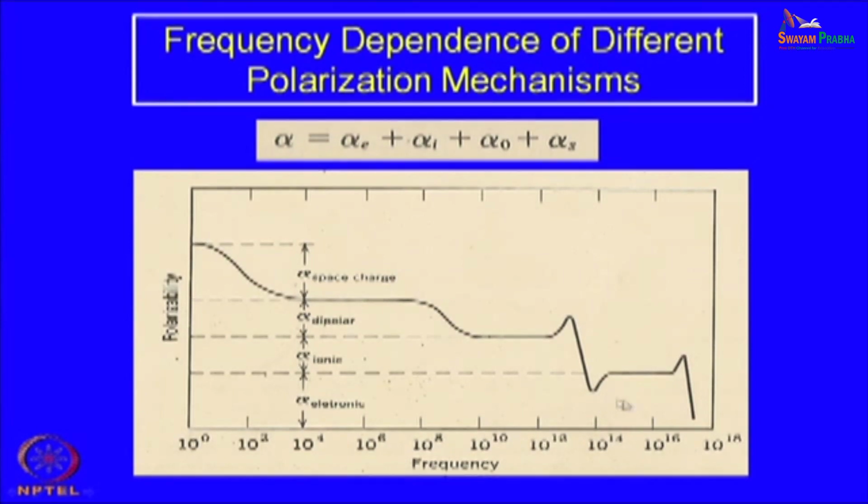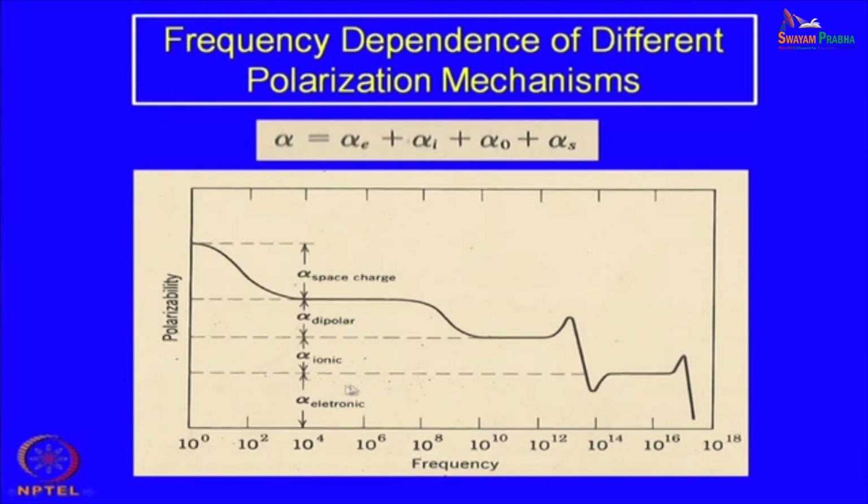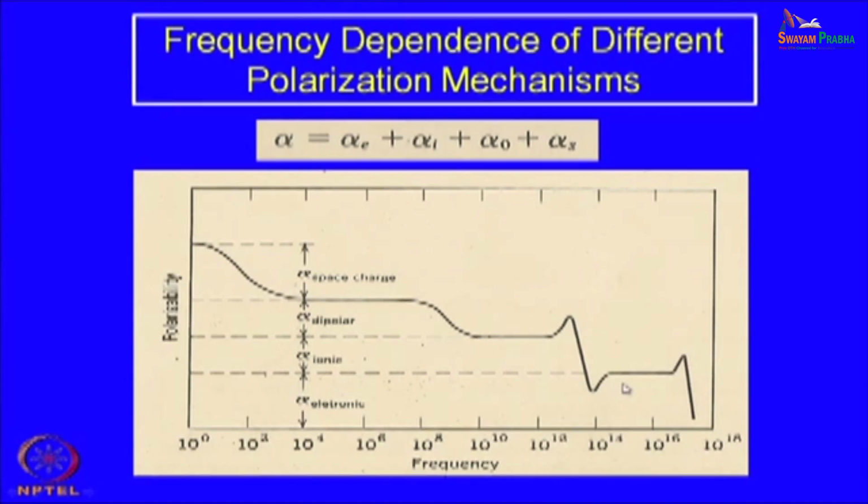Till at higher frequency, more than 10 to the power 14 or so, almost optical frequency region, it is only the electronic polarization or the electronic mechanism that will be operative, and the other 3 will not be operative. Therefore, the dielectric constant and polarizability, all of them, will reduce. So, at very high frequency, you have only the electronic polarization mechanism operative, and the polarization or polarizability is much smaller.